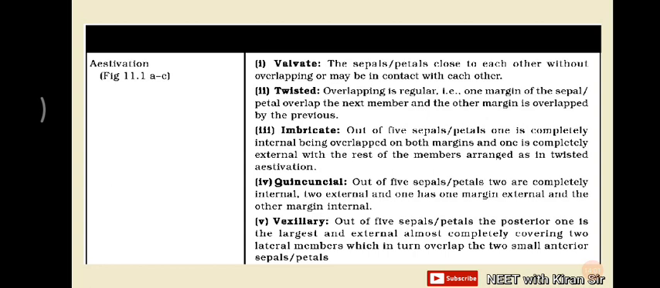So I will stop here. I will continue with the remaining aspects of the flower, that is androecium and gynoecium, in the next video.